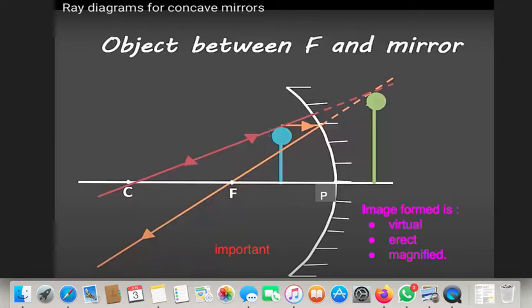And if I talk about the size, yes, we can very clearly see that the image formed is bigger in size. So such an image is called a magnified image. Okay, so this is the only particular case. Why am I saying that it is important, my dear students?